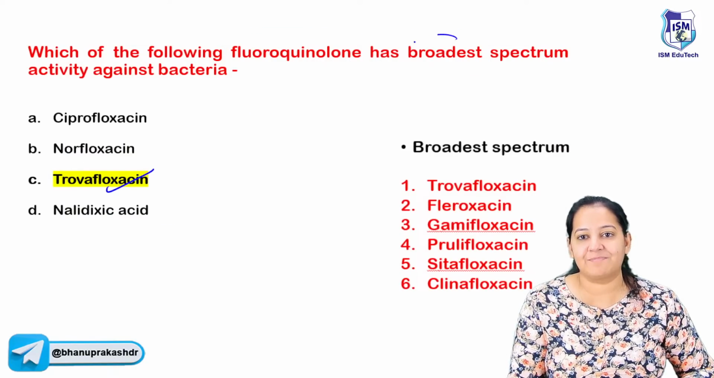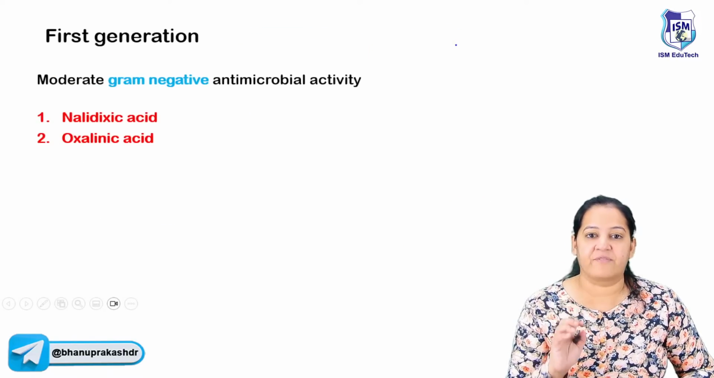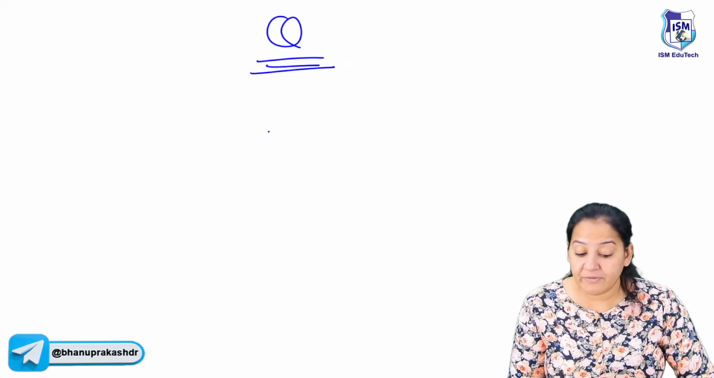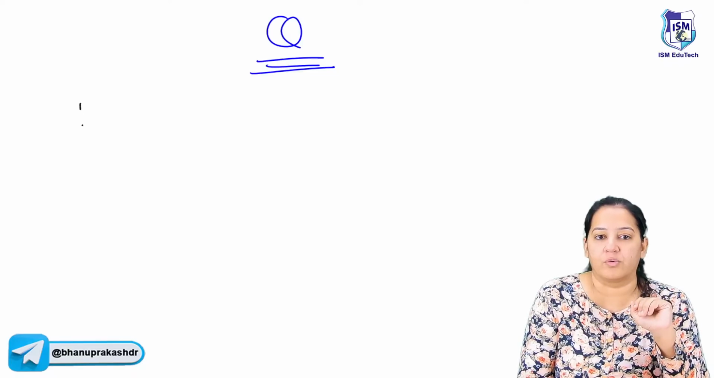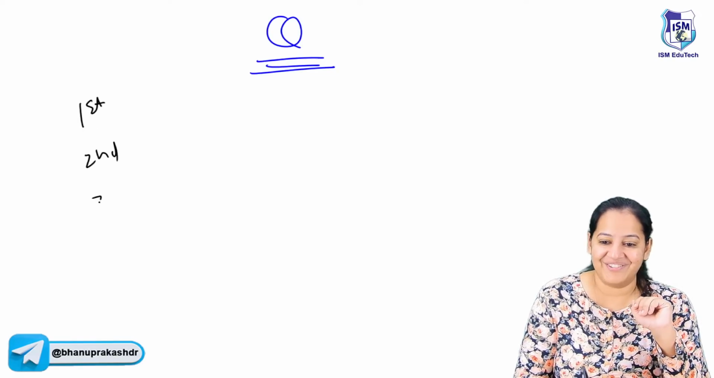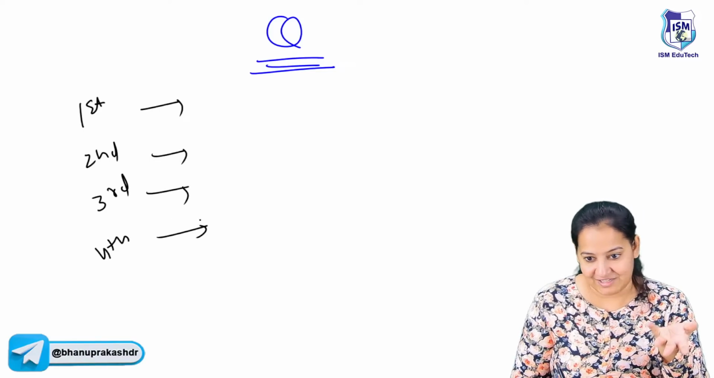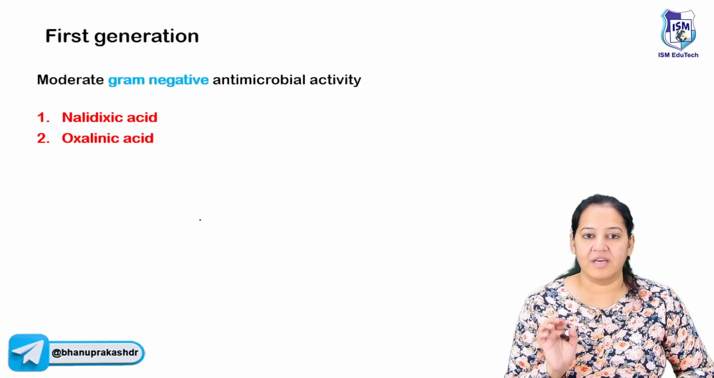They are asking broadest spectrum. So basically there are 4 types of quinolones. Learn the classification. There are 4. I'm teaching you quinolone. How many types of quinolones are there? There are 4 types of quinolones. First generation, second generation, third generation, and fourth generation, depending on their activity against the bacteria.